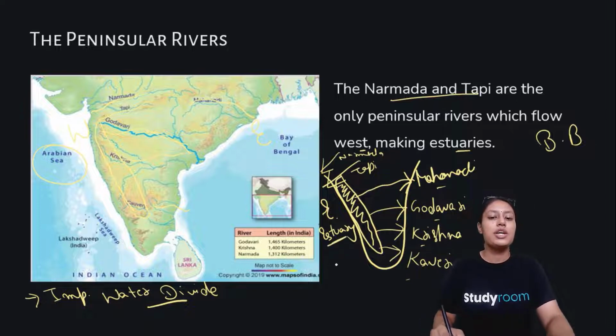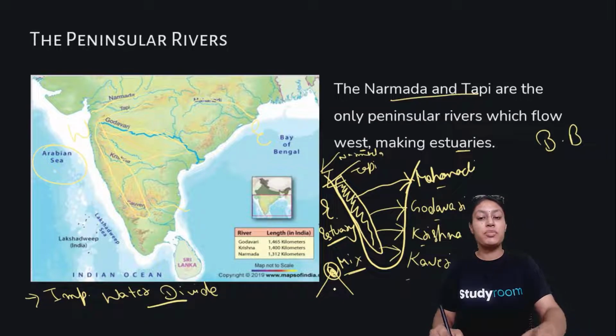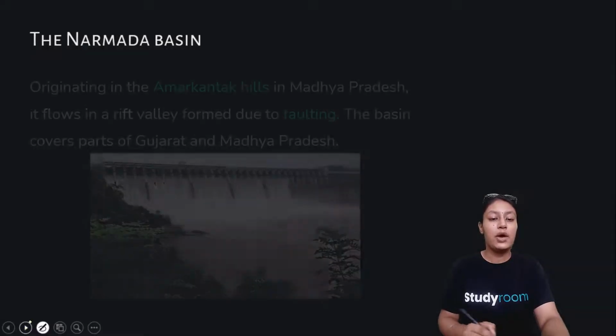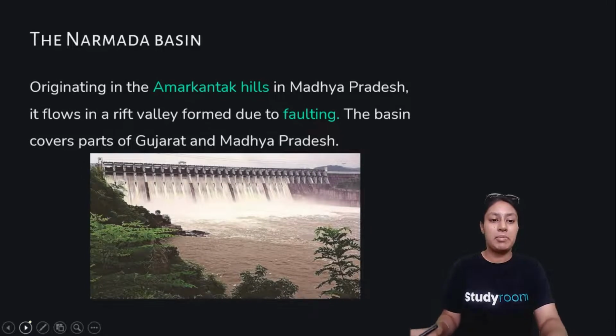Now, what is an estuary? An estuary is basically a land or an area where two rivers get mixed with each other. It's either two different rivers, or where a small tributary mixes with a river. So this is an estuary. Now, first we'll understand about Narmada Basin.